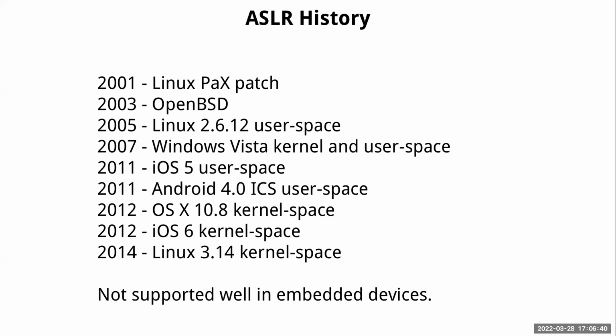Back in 2012, both OS X and iOS started supporting kernel space ASLR. Linux also offers kernel space ASLR starting from 2014, but it is not supported in embedded devices so far, IoT devices, because most of the deployments of this technique rely on a huge address space. To get a huge address space, you usually need an MMU.